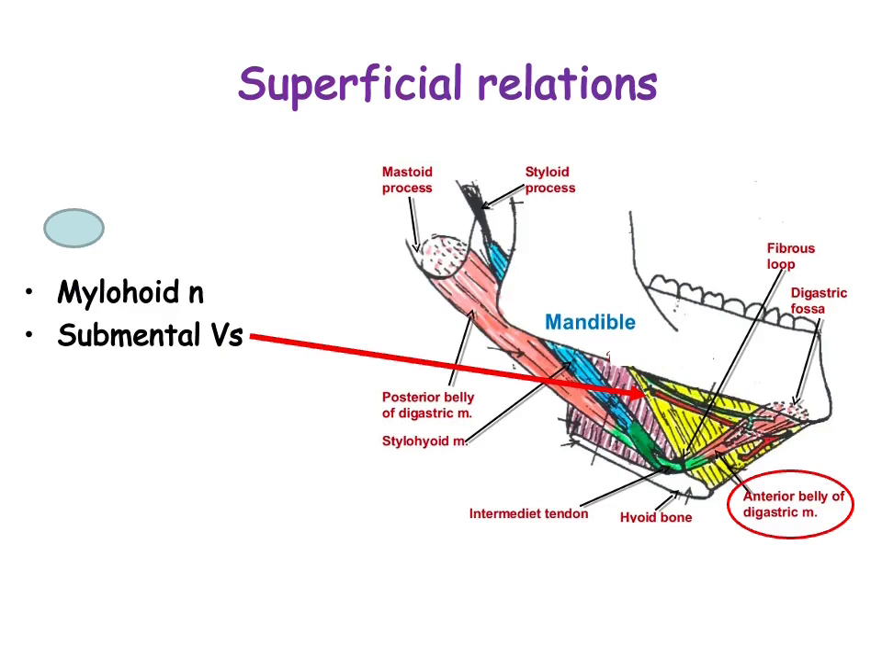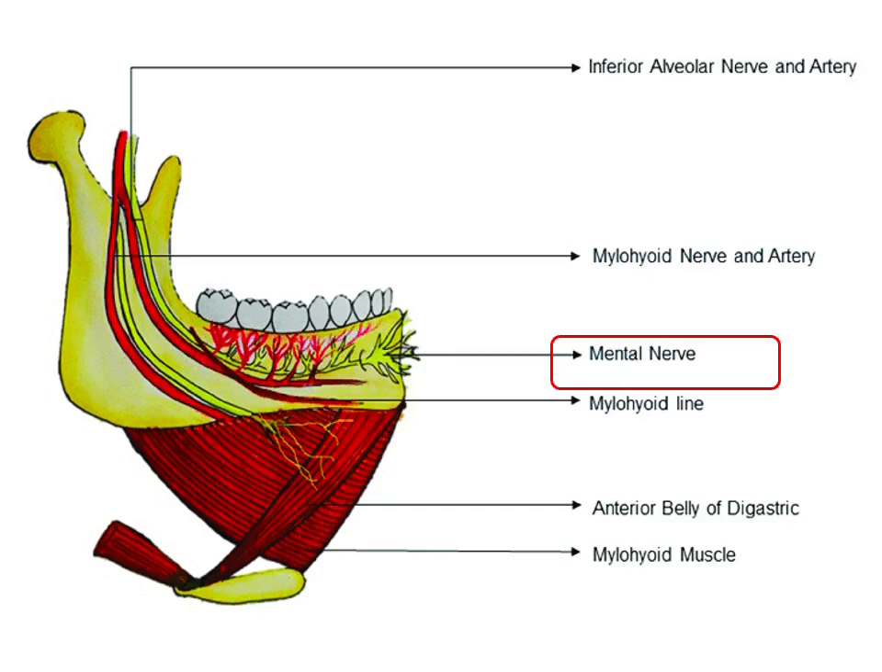What are the important relations of the mylohyoid muscle? هذه هي المايلوهايد muscle. I have it colored by the yellow. Okay, شنو الحاجات اللي فوق منها? As we said, the anterior belly of the gastric is one of the superficial structures, and the submandibular salivary gland, and those two vessels اللي جايين من الفاشيال وماشيين anteriorly, which are the submental vessels, submental artery and submental vein.